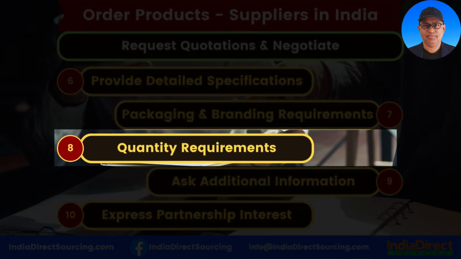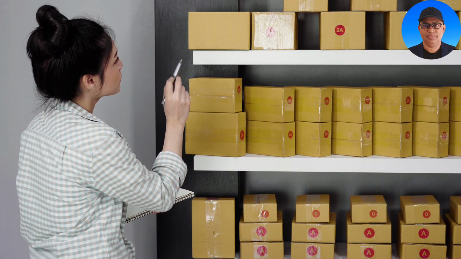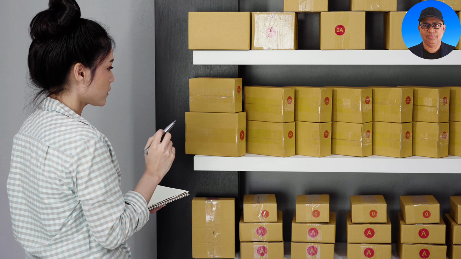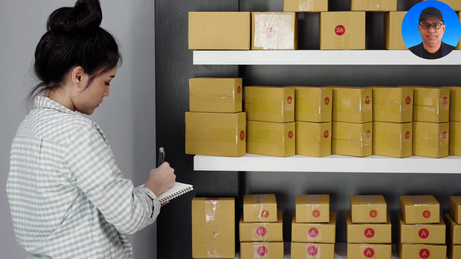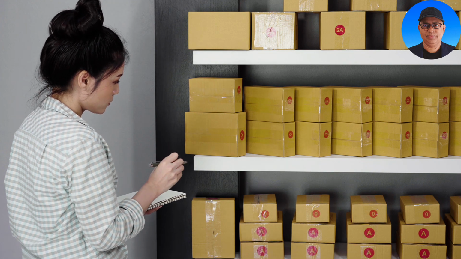Number eight is quantity requirement. You have to specify how much of your product you want from your supplier. Indicate the quantity you are interested in ordering. This can be in terms of units, packages, or pallets depending on your needs. Providing this information helps the supplier give you an accurate quotation based on volume.